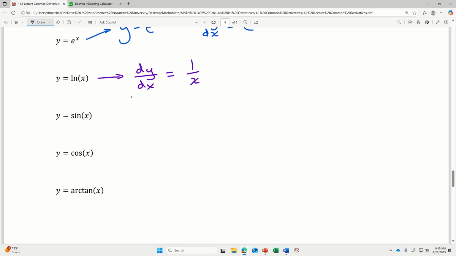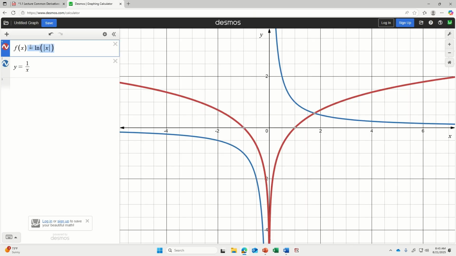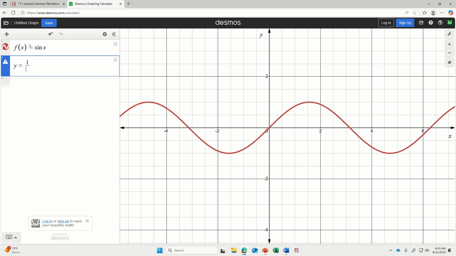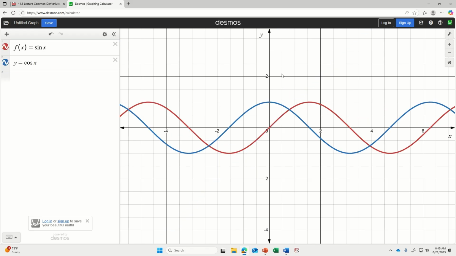The sine function, what's the derivative? Cosine. So I'll quickly show you some of these. Same idea. You look at the red curve, the original function. Every place where the red curve is flat, the derivative should be 0. Every place where the red curve is increasing, the derivative should be positive. Every place where the red curve is decreasing, the derivative should be negative. Everything lines up perfectly.